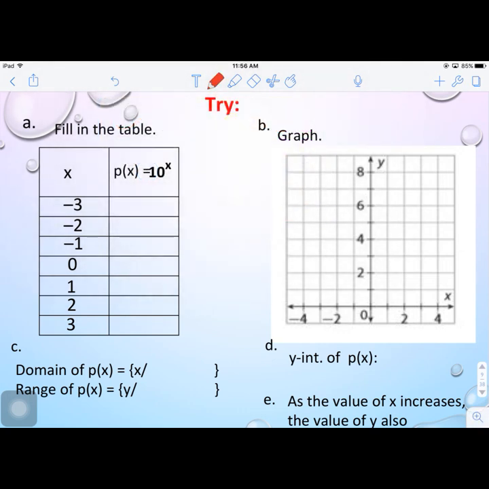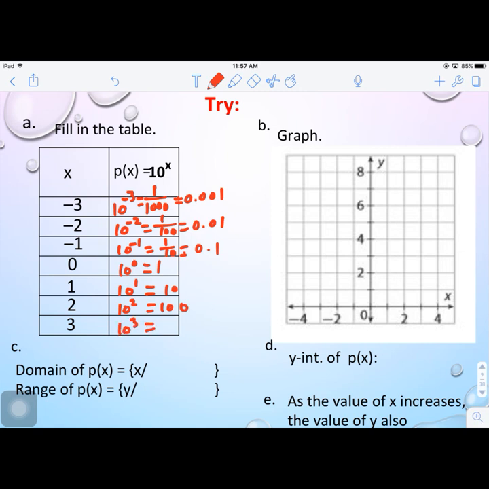And now that you've had a chance to try it, let's go ahead and work it out again. So this will be 10 to the negative 3, which is 1 over 1,000, or very small, so 0.001. And this is 10 to the negative 2, which is 1 over 100, which is 0.01. 10 to the negative 1 is 1/10, or 0.1. And again, 10 to the 0 power will give us 1. 10 to the 1 is 10. 10 to the second is 100, and 10 to the third is 1,000.